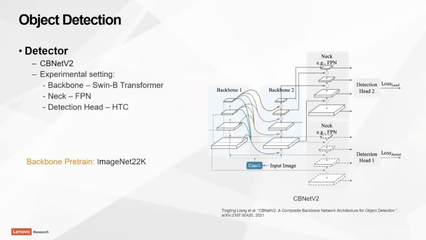For object detection, we use the CBNet V2 architecture, which groups multiple identical backbones and integrates the high and low level features of the multiple backbone network, and greatly expands the receptive field to more efficiently perform object detection. For this competition, we use the Swin Transformer backbone with FPN and HTC detection head.